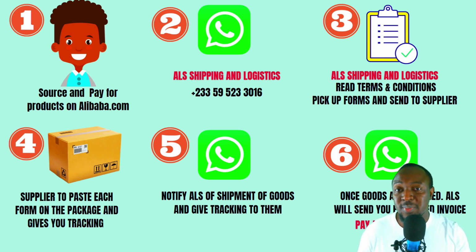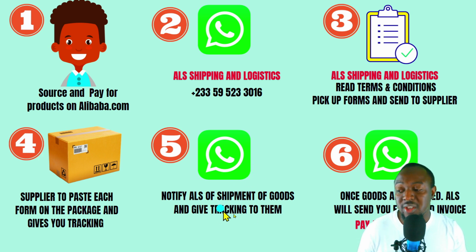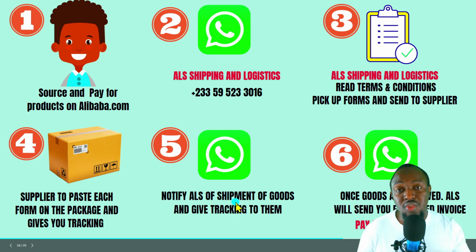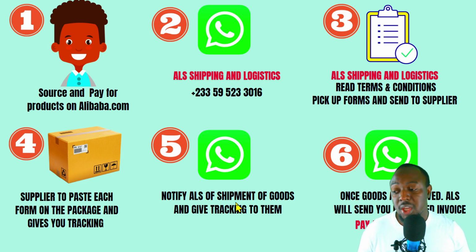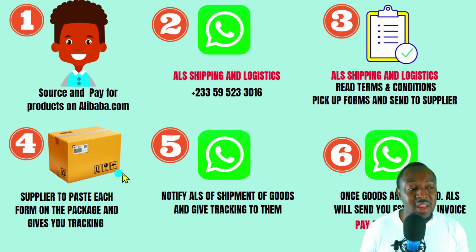This tracking number is basically the tracking number from my supplier's factory to my shipping agent warehouse in China. And I'll have to notify ALS that my goods have been shipped, and I also give the tracking number to them so they can track where my item is in China. Once they receive the goods, they'll also do their due diligence. They'll weigh the goods and they'll send me an invoice.